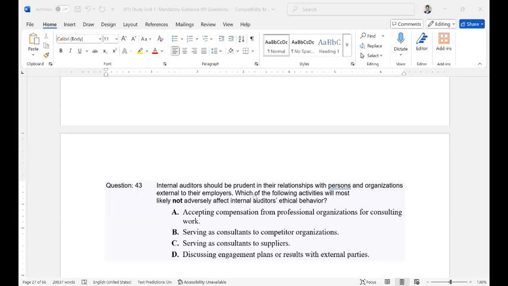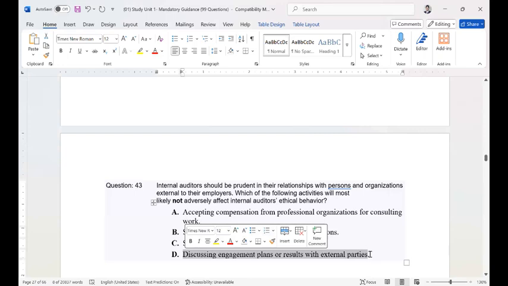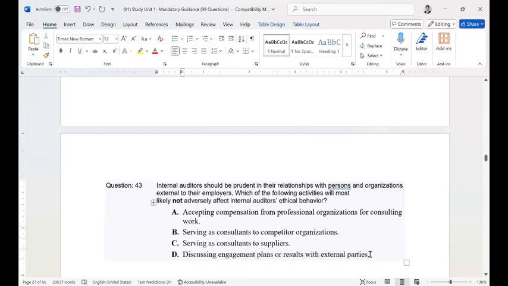Discussing engagement plans or results with external parties. Why are you discussing with external parties? Because there may be situations where you have to discuss with the regulator, perhaps. So B and C are clearly wrong. Accepting compensation for consulting, yeah, better not. If you're working, having another paid job might be an issue.